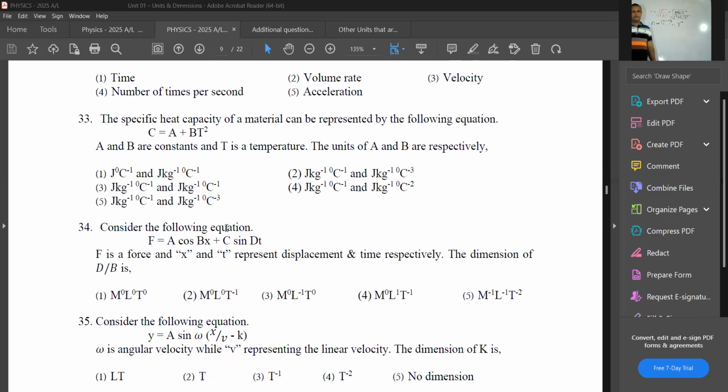33. Question number 33. What is the answer?